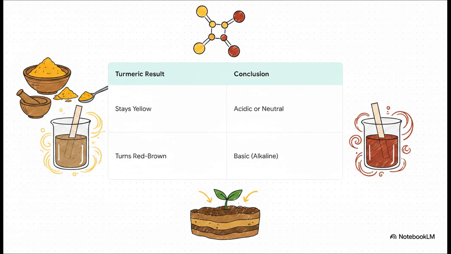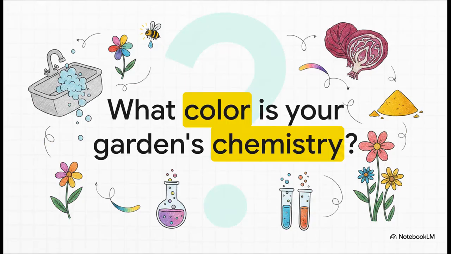It is an incredibly fast, highly visual, and entirely natural way to decode the hidden chemistry of the ground right beneath your feet. You see, chemistry isn't just something that happens in some sterile laboratory with complex equations on a whiteboard. It is bubbling up in your kitchen sink. It's the secret weapon for soothing a nasty bug sting. And it is the invisible artist painting the petals of the flowers in your own backyard. So I want to leave you with this provocative thought to chew on today. Grab some cabbage, maybe a little turmeric, head outside, and find out for yourself. What color is your garden's chemistry?